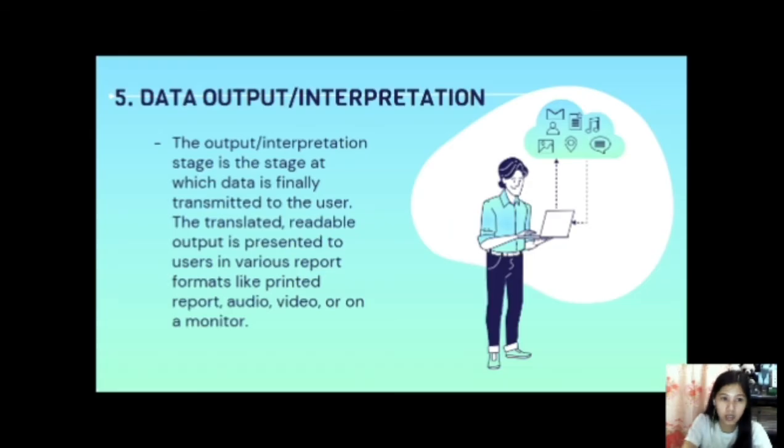Next is the data output or interpretation. The output interpretation stage is the stage at which data is finally transmitted to the user. The translated readable output is presented to the user in various report formats like printed report, audio, video, or on a monitor. So the output needs to be interpreted so that it can provide useful information to the user.